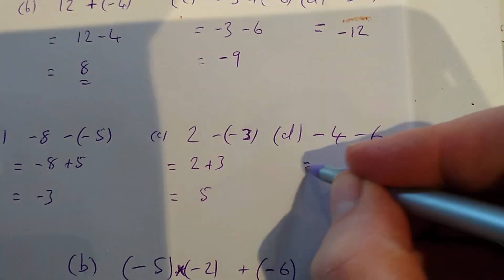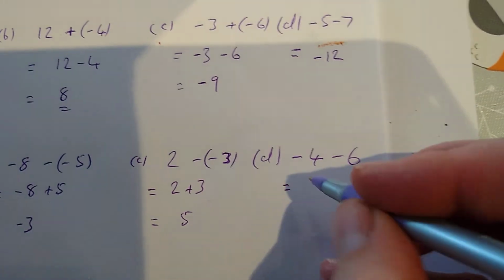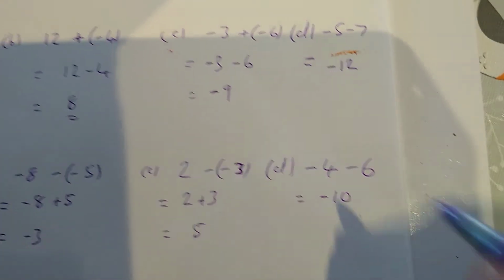And D, slightly different, just to see if you were going to get caught out by that one. This one's really like 3D. Taking away 4, taking away 6. Overall, I'm taking away 10.